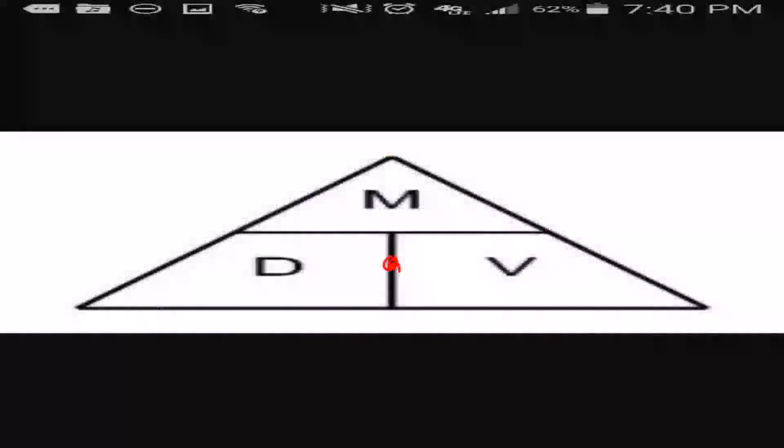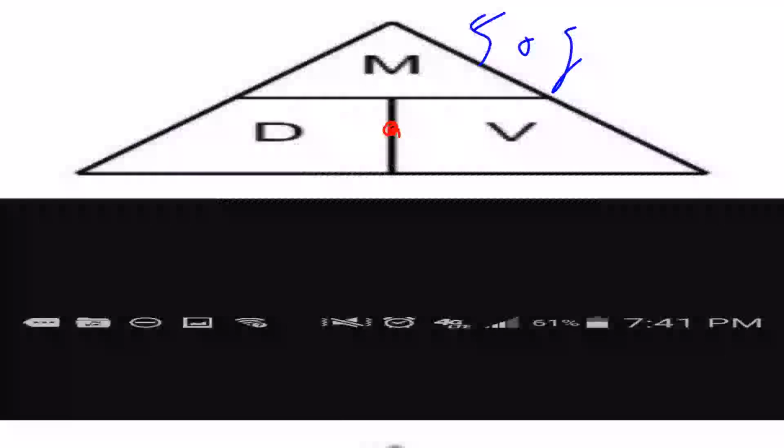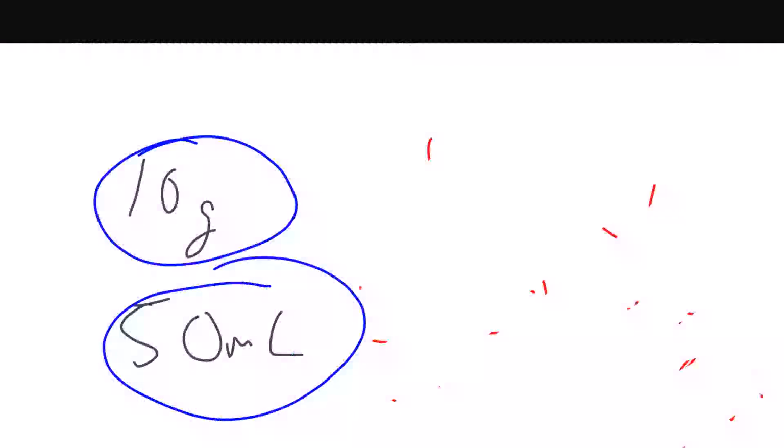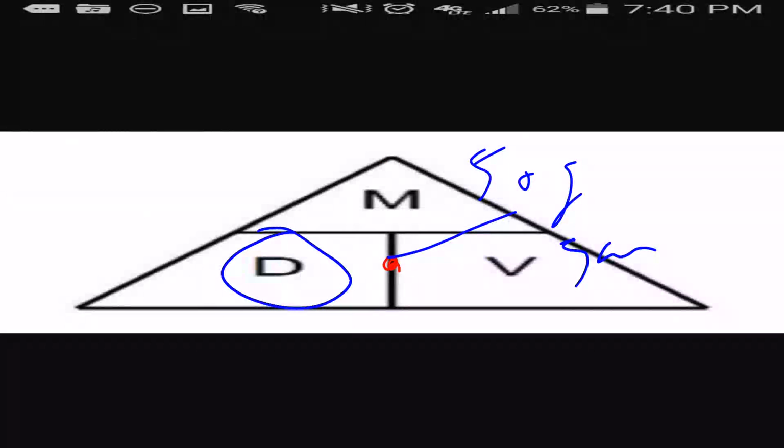I personally like this one. In this case, we have the mass and then the volume, I already forgot, is 50 milliliters. So to find density, density is equal to the mass divided by the volume, so mass over volume. That's one way to figure this out. Hope this helps.